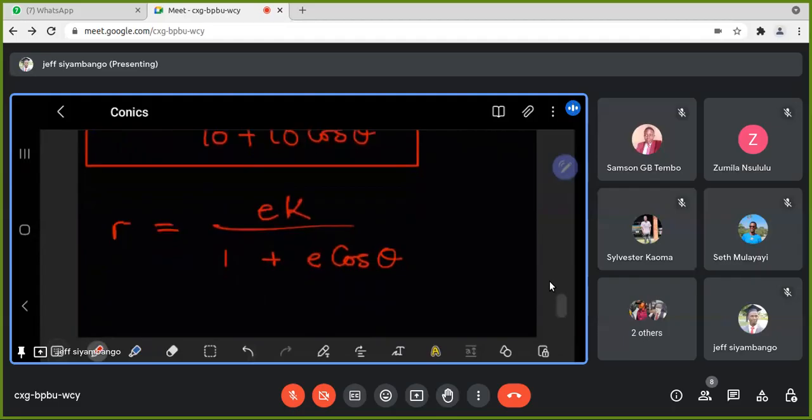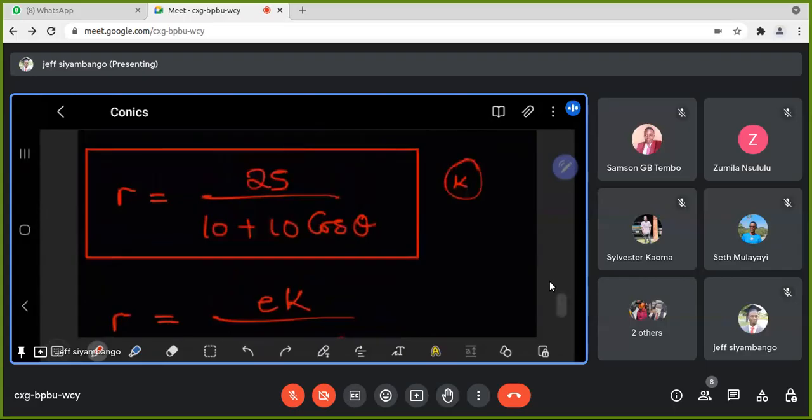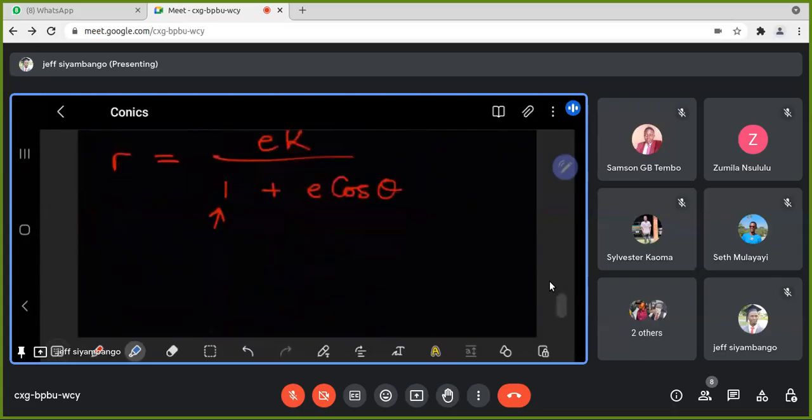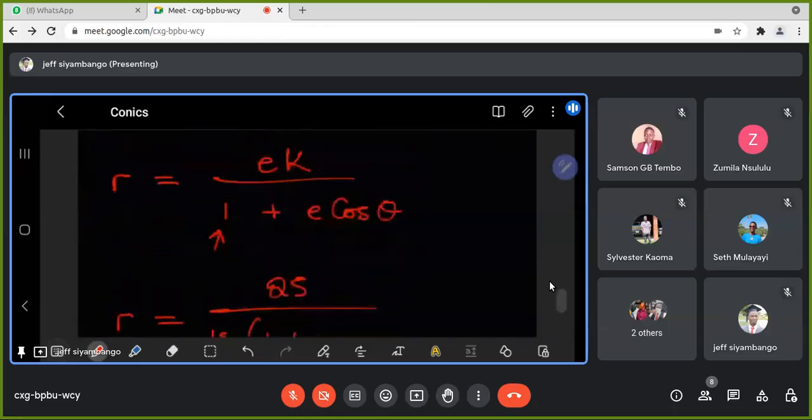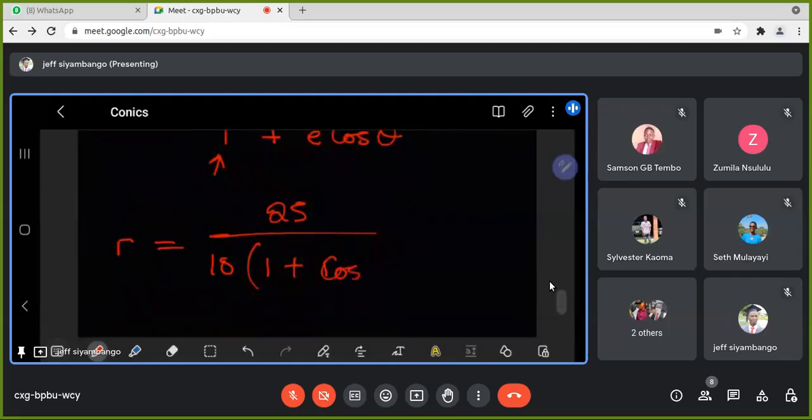What do you pick from this? The first term in the denominator is a 1. It must be a 1. Everywhere else, we can have numbers because they are controlled by E and K. But the first term here, which is a constant, must be a 1. So when I compare this with that, that term must be 1. The only way to make that a 1, I have to factor out that 10. So my R becomes, in the numerator, 25. In the denominator, I'll pull out 10. I'll remain with 1 plus. The second part becomes 1 as well. That will just be cos theta.